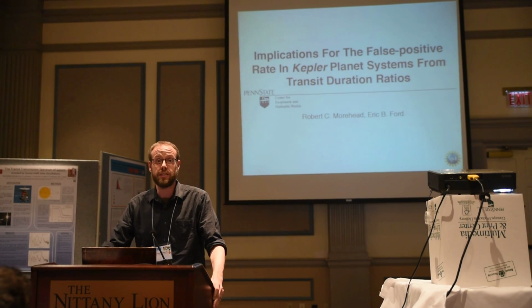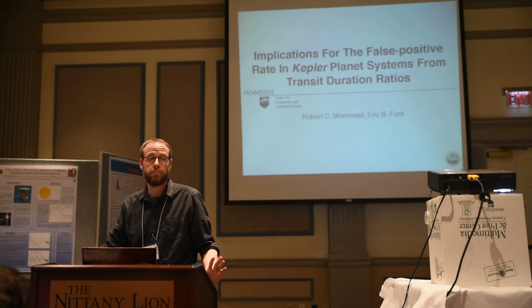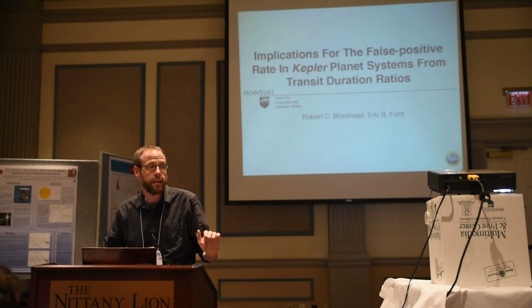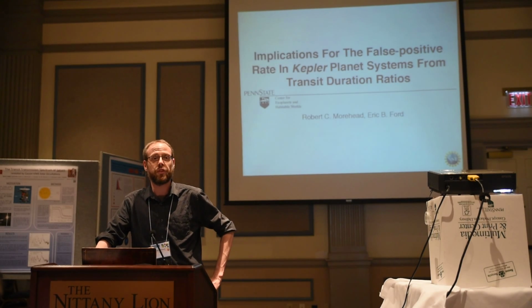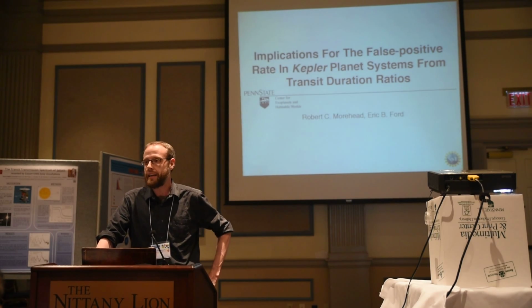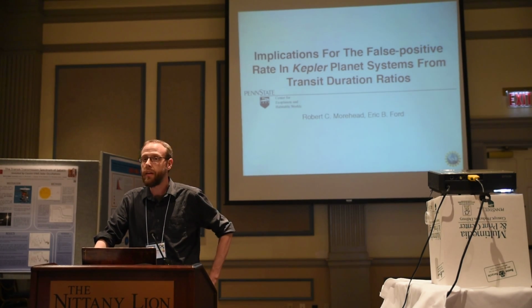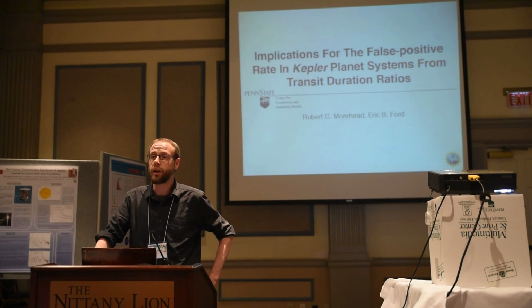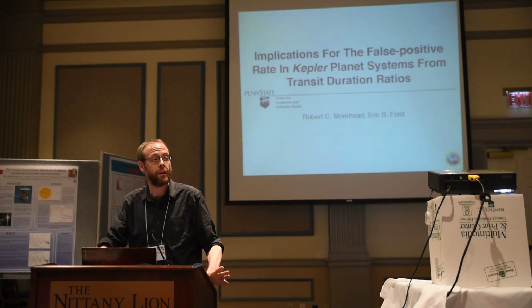All right, so I'm the last talk before we go into poster pops in our poster session. So I erred on the side of brevity, so maybe we'll get a little ahead of schedule here. What I want to do is talk about the implications for the false positive rate in Kepler planet systems by looking at the transit duration ratios in the Kepler multiple systems. The work I'm talking about today only applies to the multiple planet candidate systems that we see in Kepler.